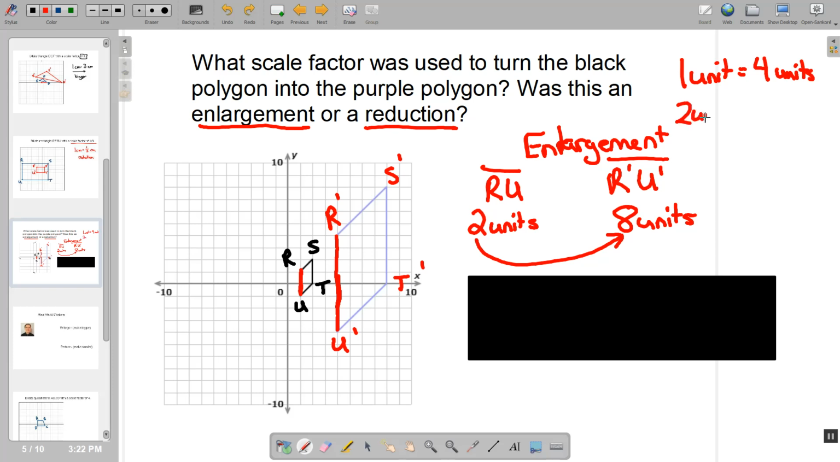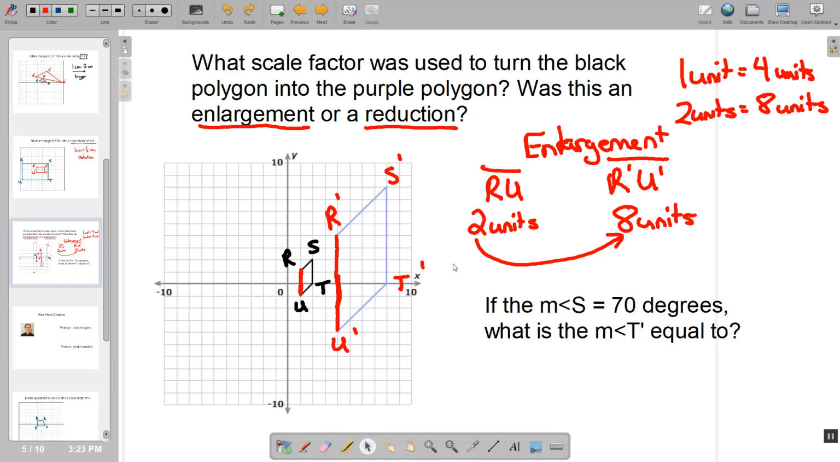Now you could write this as 2 units equals 8 units, but as we talked about with our last few projects, most people don't write numbers that way. So the scale factor would make more sense to say 1 to 4. IXL might just be simply looking for the number 4. So be a little careful with that.